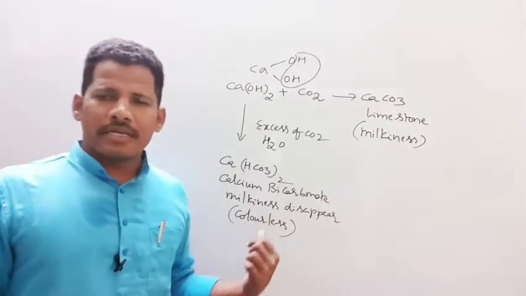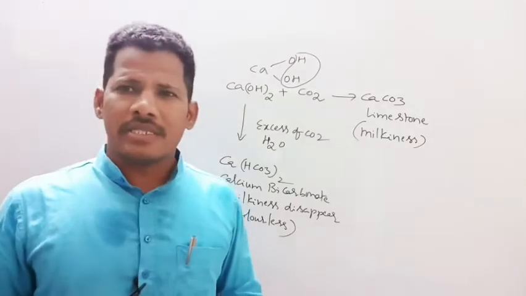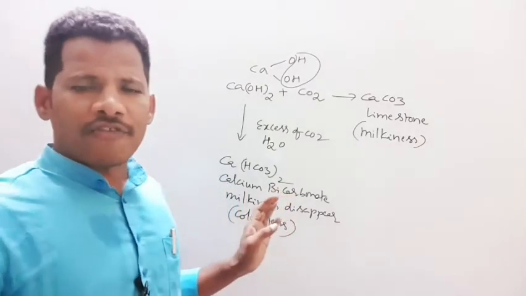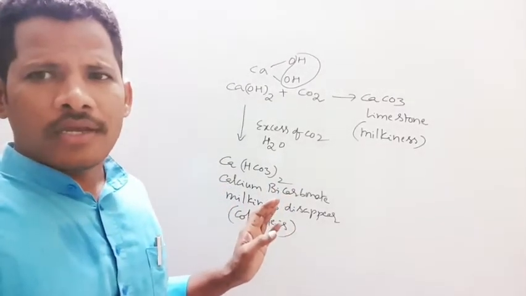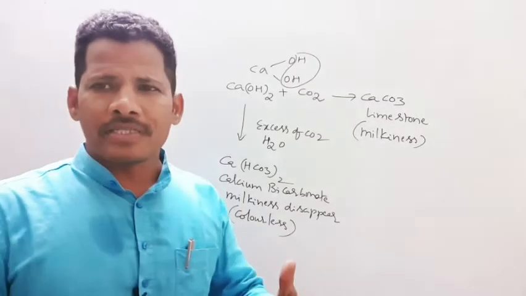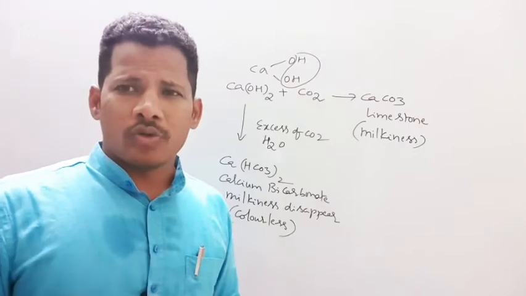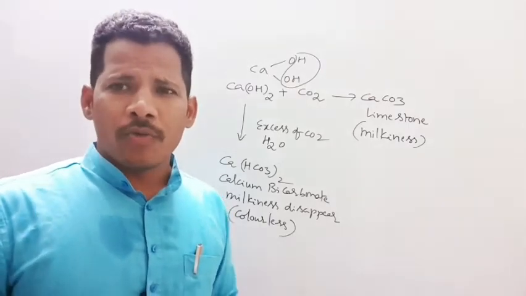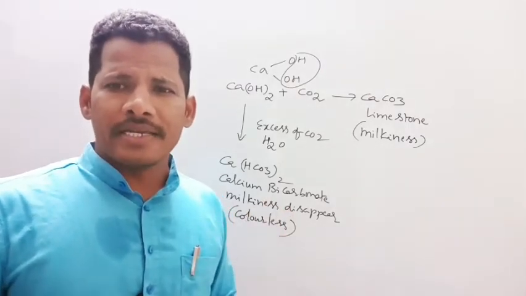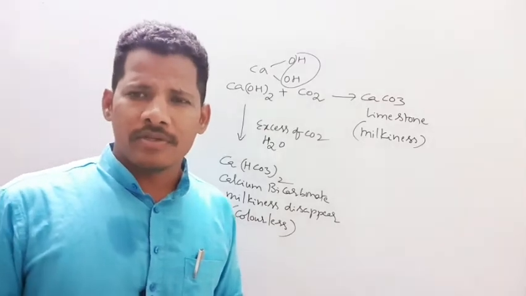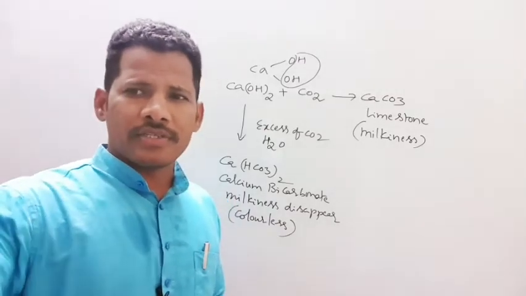So this was asked in a previous examination, so kindly focus on this one. Remember, when carbon dioxide is passed through lime water, it forms a milkiness due to limestone. When you pass excess carbon dioxide, calcium bicarbonate is formed. So kindly focus on this equation.